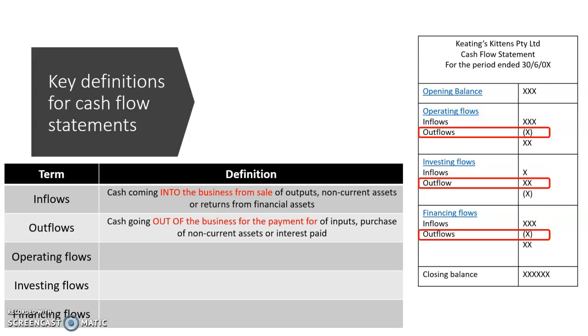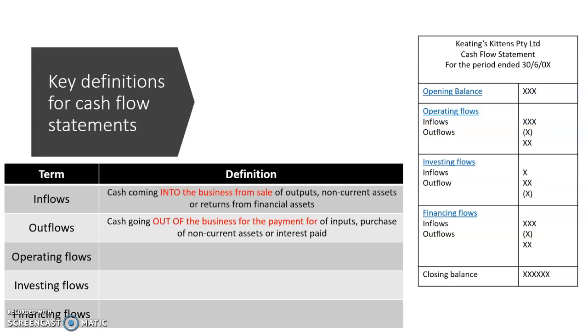Then we have our outflows. These outflows again could be coming from operating, investing, or financing flows, and they're cash going out of the business, and they're payment for inputs or purchase of non-current assets or any interest or financial costs paid. Another way that we can classify the things that appear on a cash flow statement are according to the type of flow that they're generating.